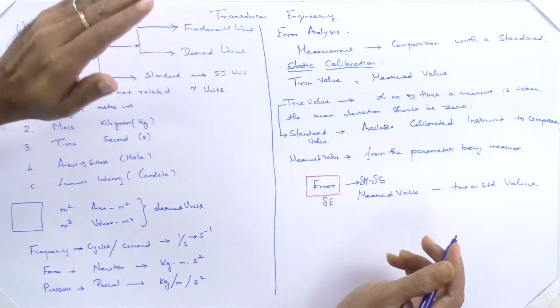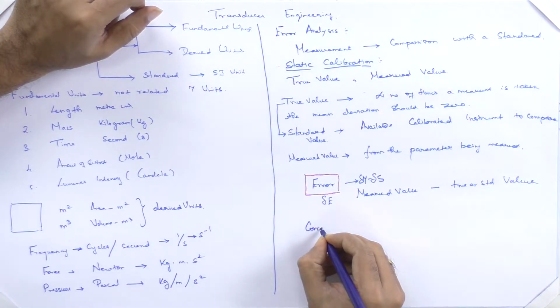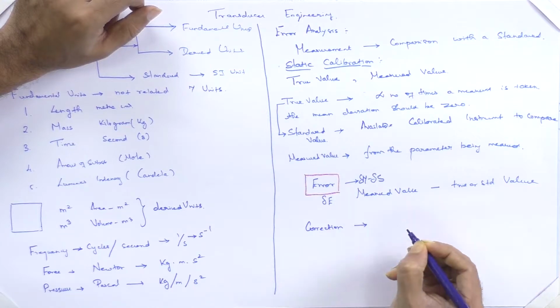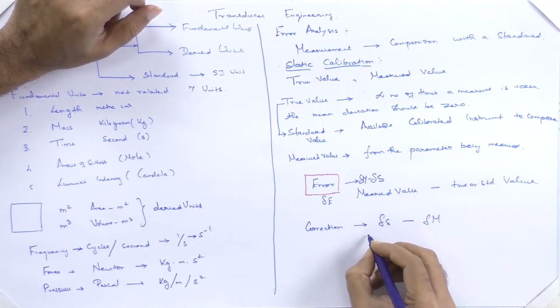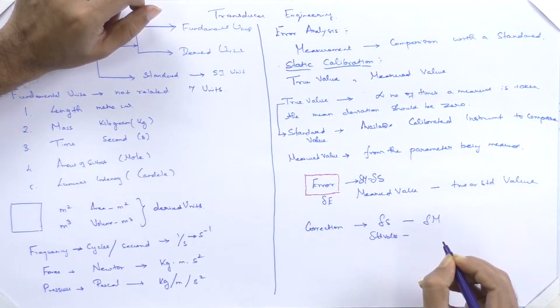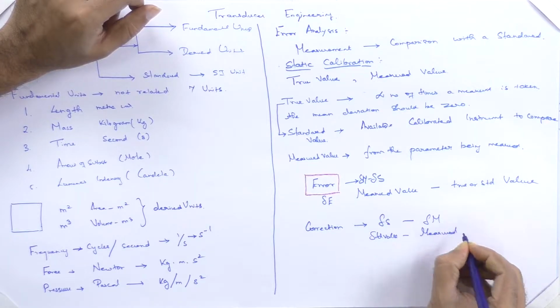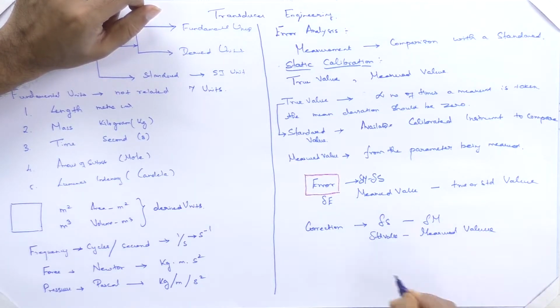Error is the deviation that we have from the measurand. Measurand is the measured value. So we need to correct this error. How are you going to correct this error? By taking a correction value. Now correction is simply the reverse, that is delta S minus delta M, which is the standard value minus the measured value. Finally you will get the correction.